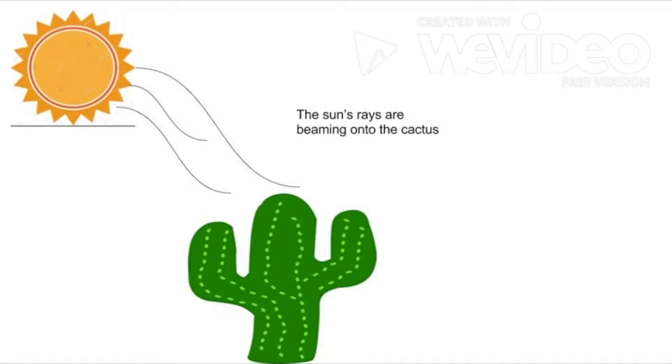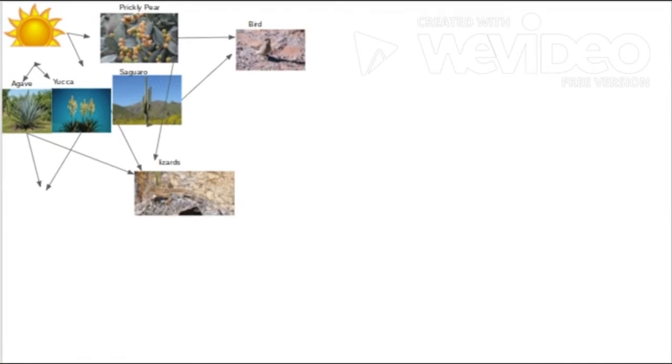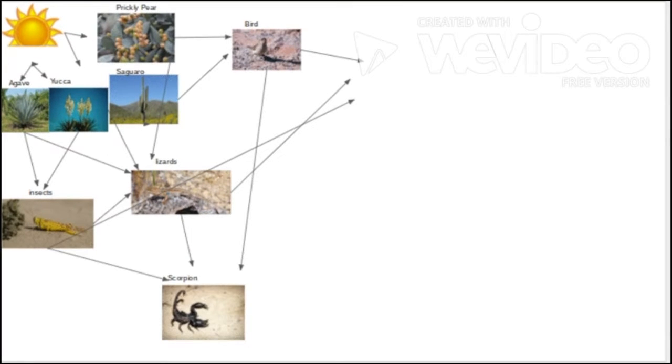These plants are all autotrophs. They never turn off. Making food for itself to eat, this cycle sure is a leap. Agave, prickly pear, yucca, and saguaro, they are all producers. They sure aren't losers. They take energy from the sun. Now the food web has begun.